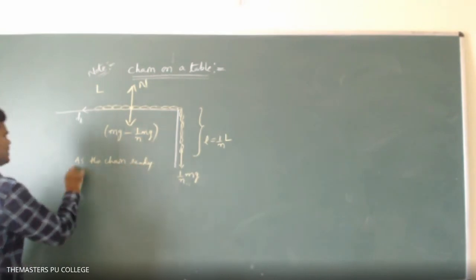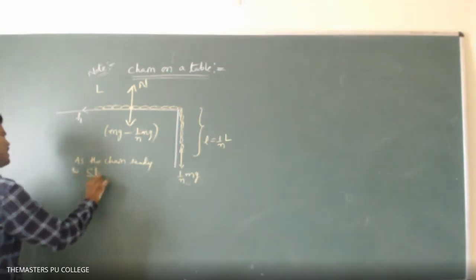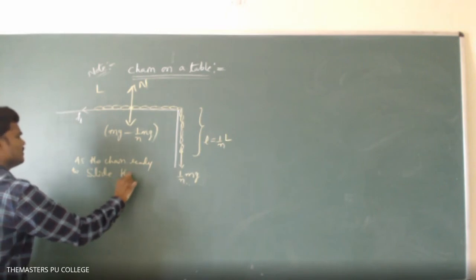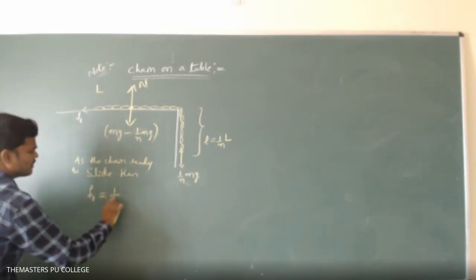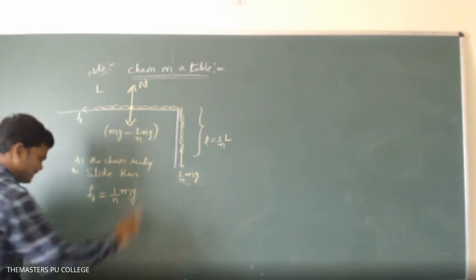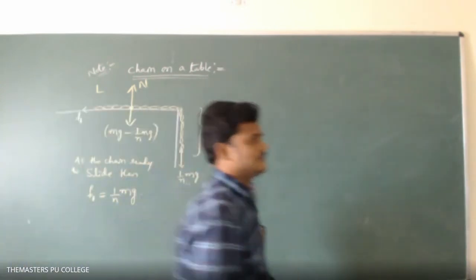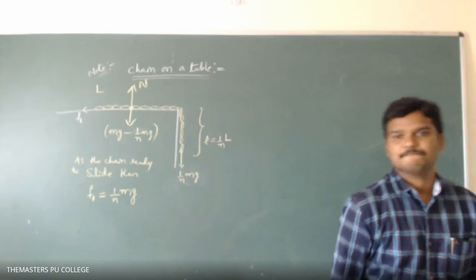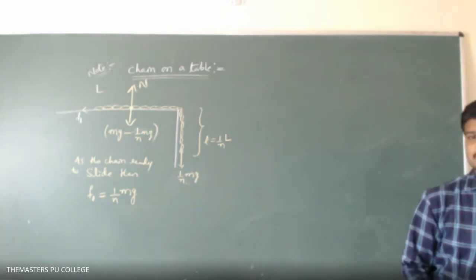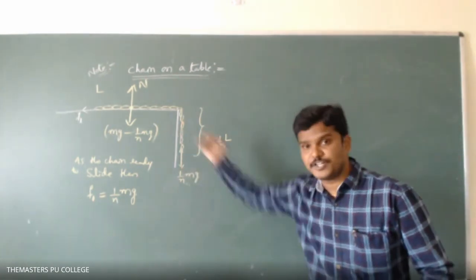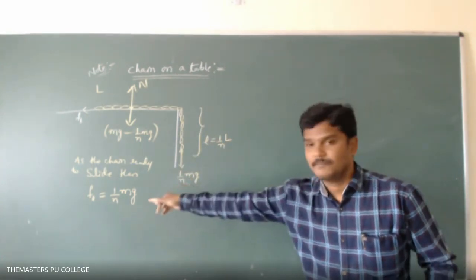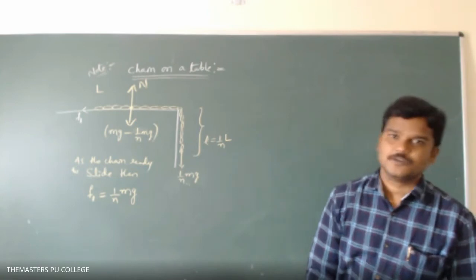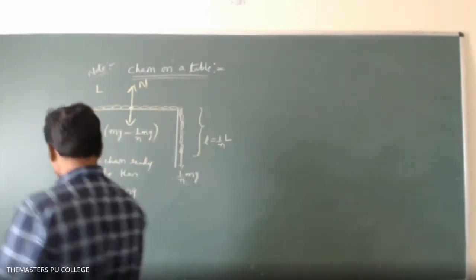As the chain is ready to slide on a table, then the frictional force is balanced by what? 1 by nth of mg. Will you agree? Frictional force is balanced by 1 by nth part of mg. This is the force. Because of this force, the body is ready to come down. Will you agree with this step? Shall I continue to the next step?